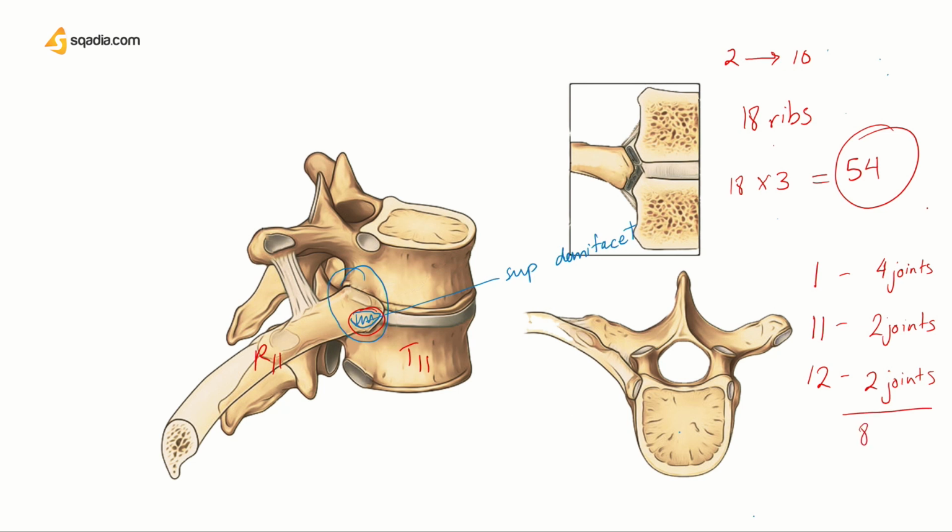So 54 plus 8 gives us 62. Yeah, 62 joints. Can you imagine that? So that's 62 joints just with the ribs with the vertebral column. Okay? I hope there's no confusion.